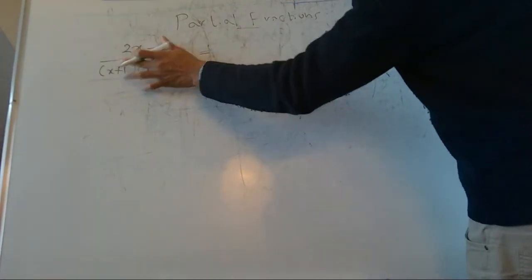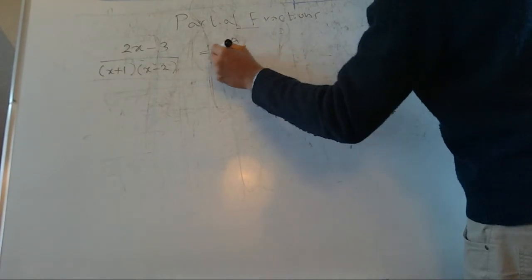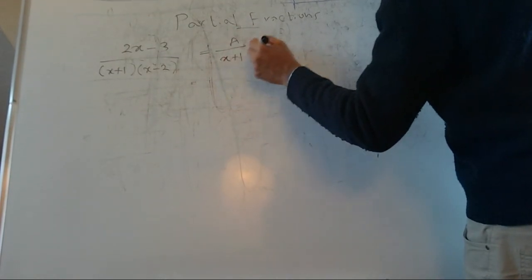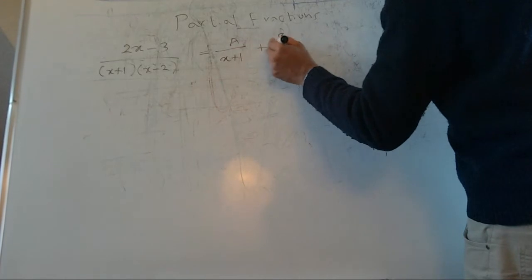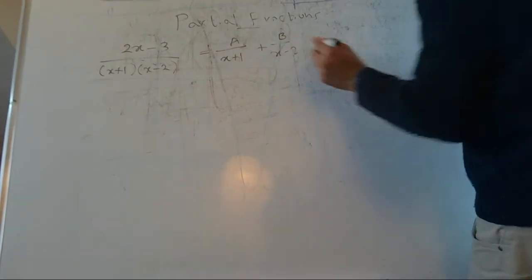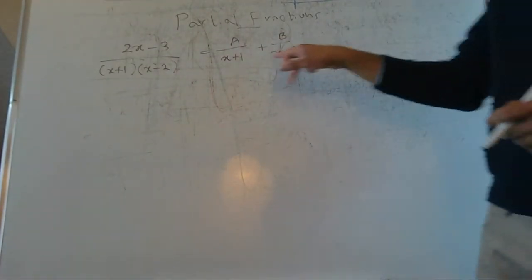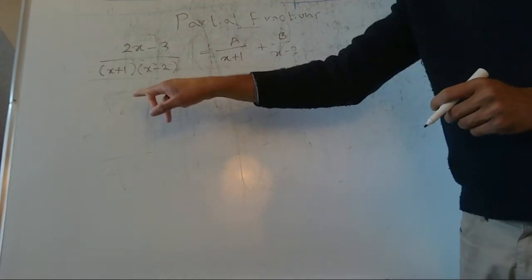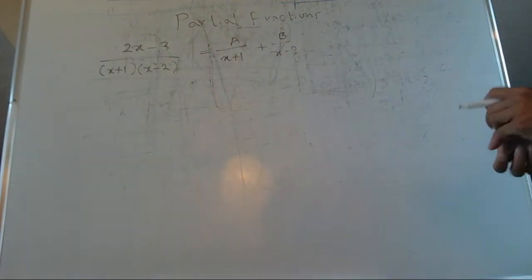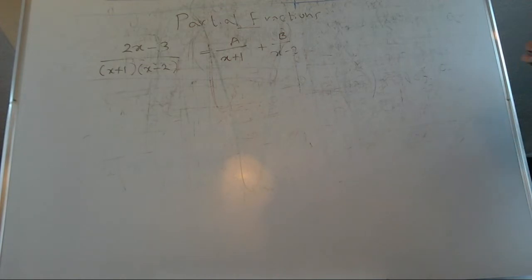So we have to split this into two fractions. So this must have come from A over (x + 1) plus B over (x - 2), because if you're adding these two fractions you would get that as the partial fraction. So let's try and make this work now.